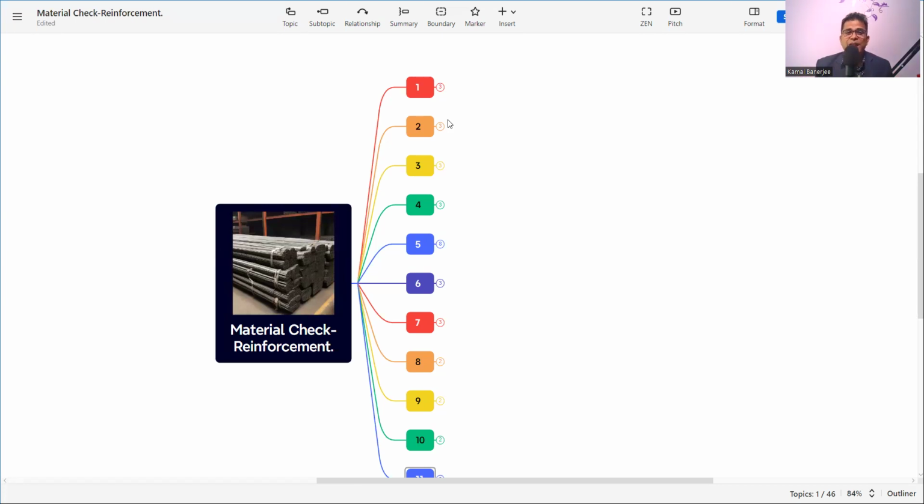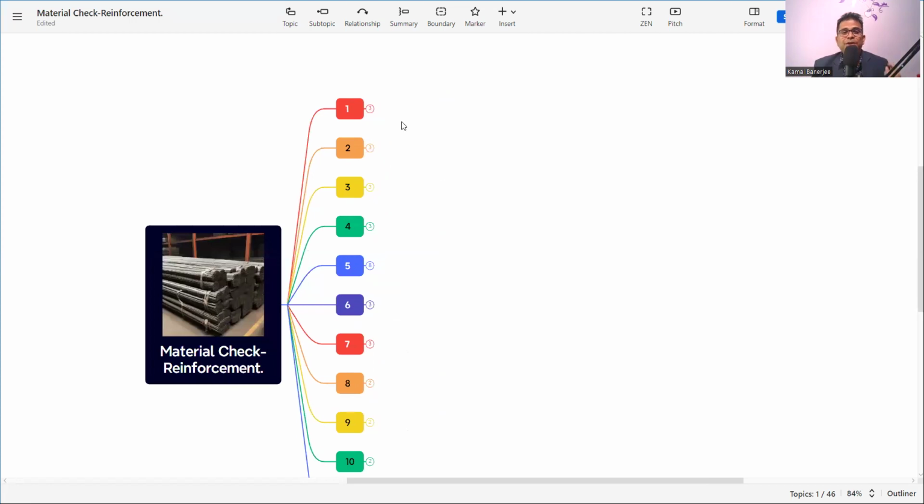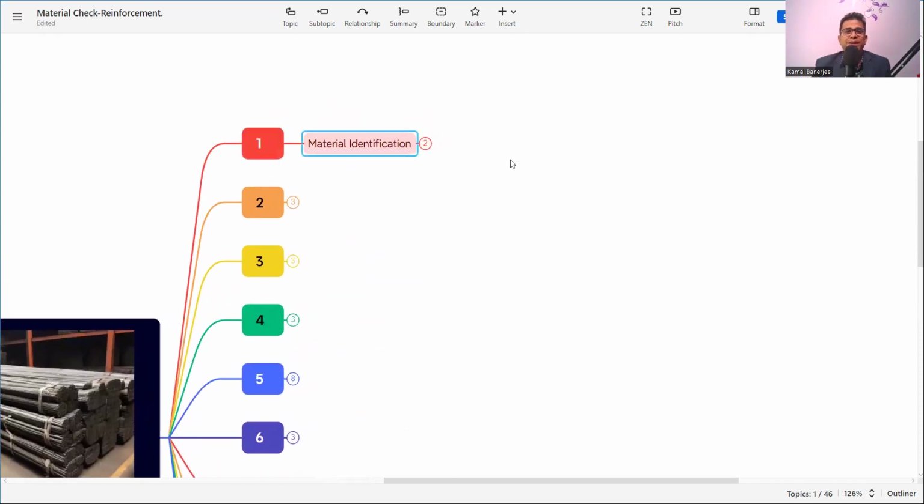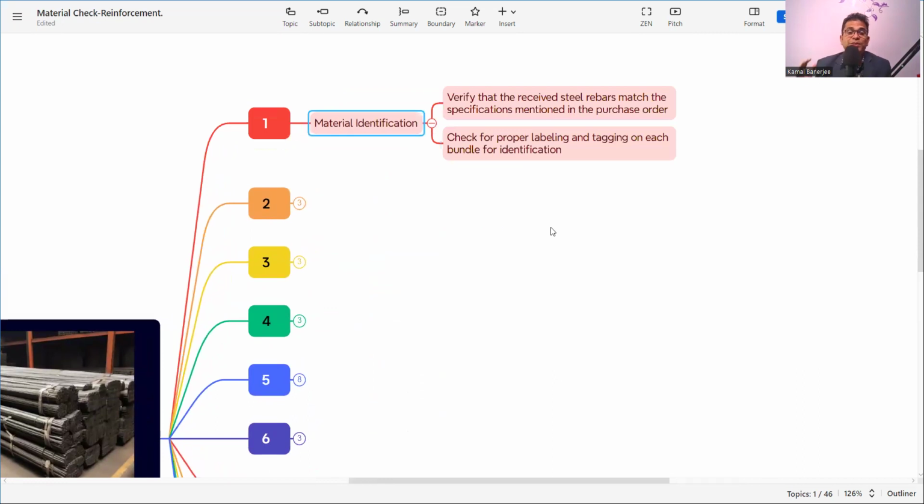So without wasting any time, let's jump into the subject. Material check of reinforcement when it is delivered at the site. The first thing we need to check is the material identification. We need to identify whether the material delivered at our site is as per the requirement or not. That means verify the received steel rebar matches the specification mentioned in the purchase order.